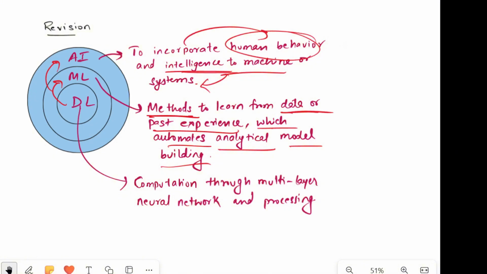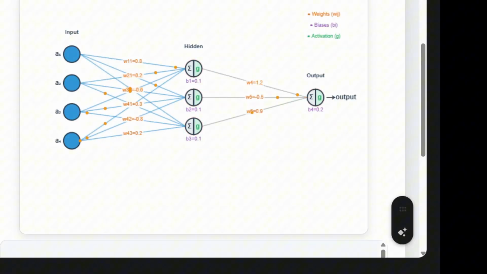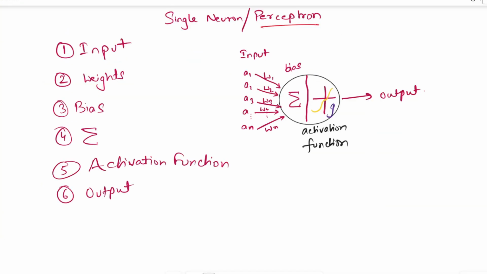Now we'll look into the animation version of a neural network, how it works, but we'll not go into more detail because I'll create a separate video on this and I'll put the link of that video in the description below. So if you're interested, please go and check it out. Moreover, in this video, I'll focus on a single neuron, also called a perceptron. So here are a few key components of a neuron.